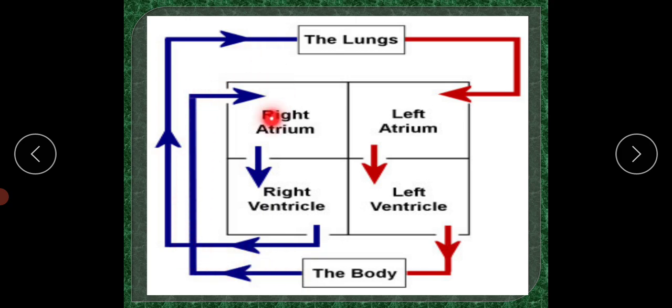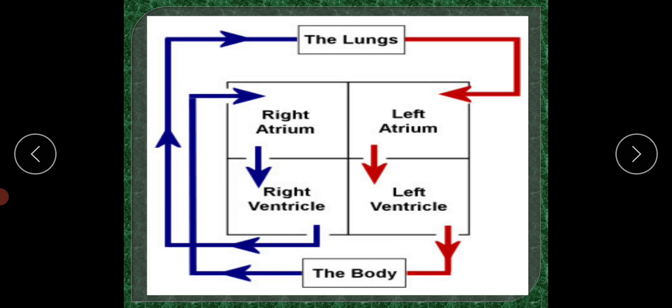So the right side of the heart receives carbon dioxide containing blood. The right atrium takes the blood to the right ventricle, and the right ventricle pumps it to the lungs through the pulmonary artery. So this is the circulation of blood through the heart. This is a continuous process.